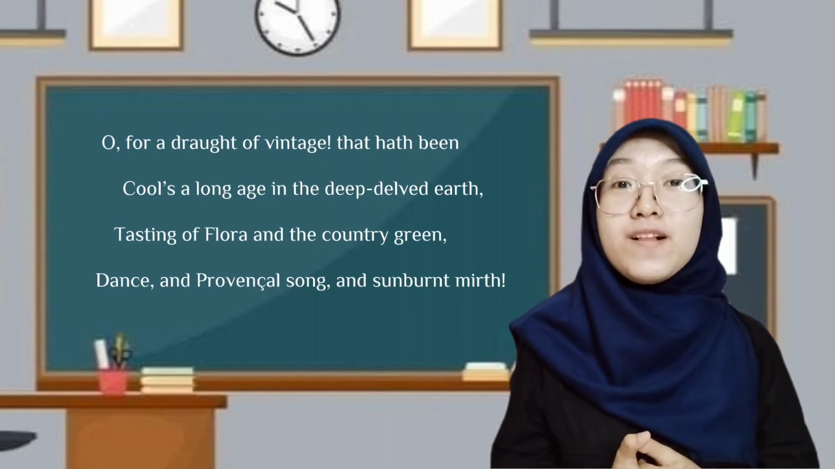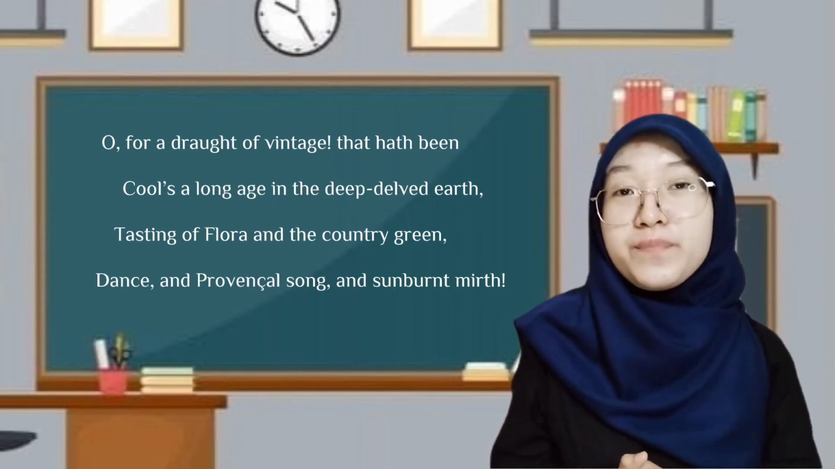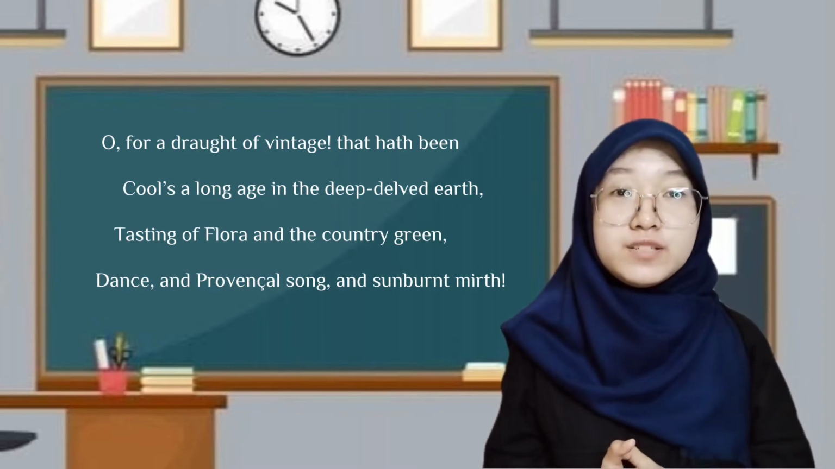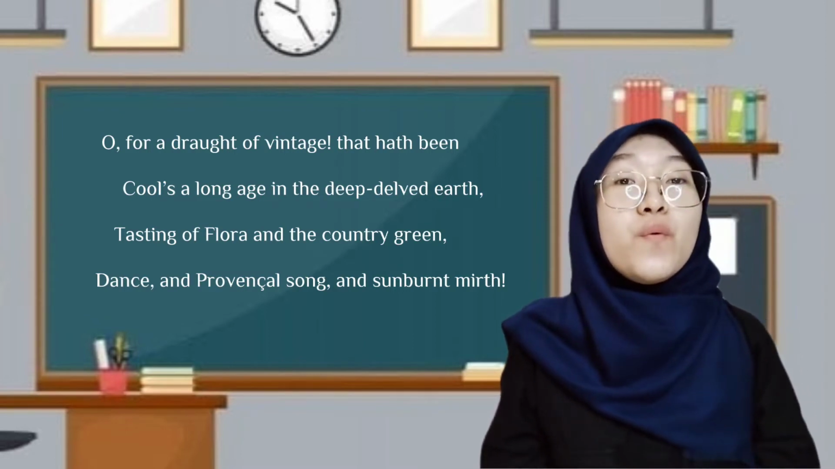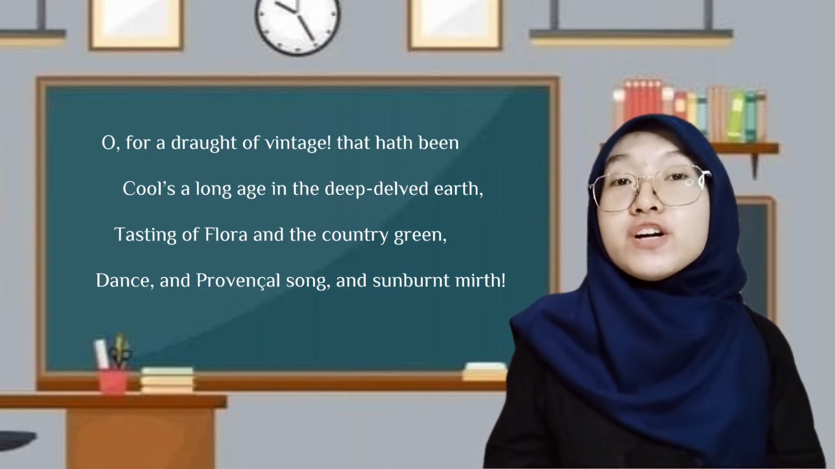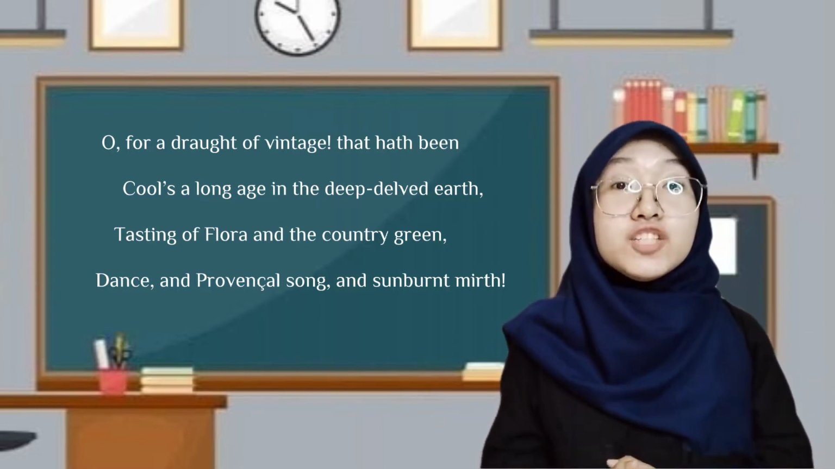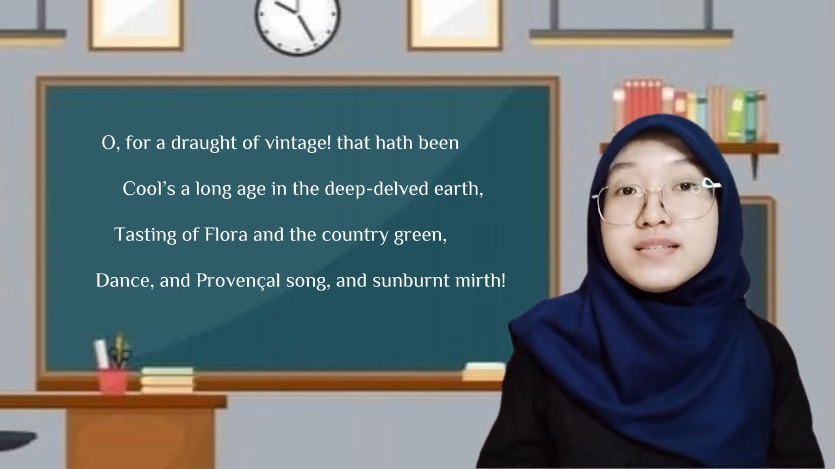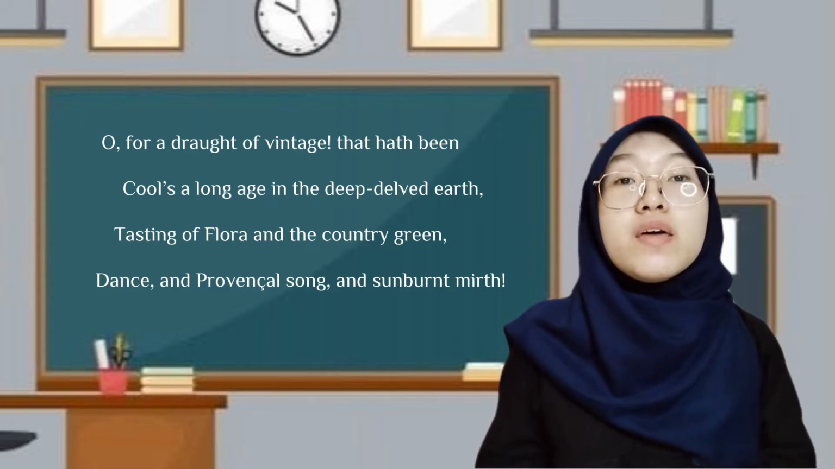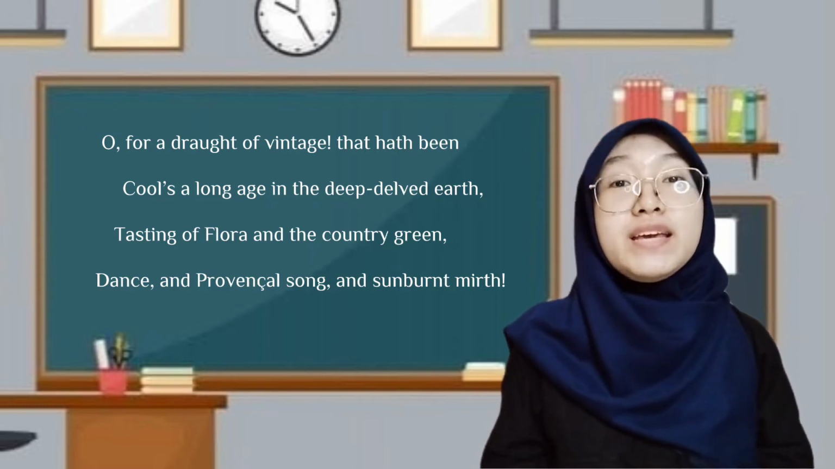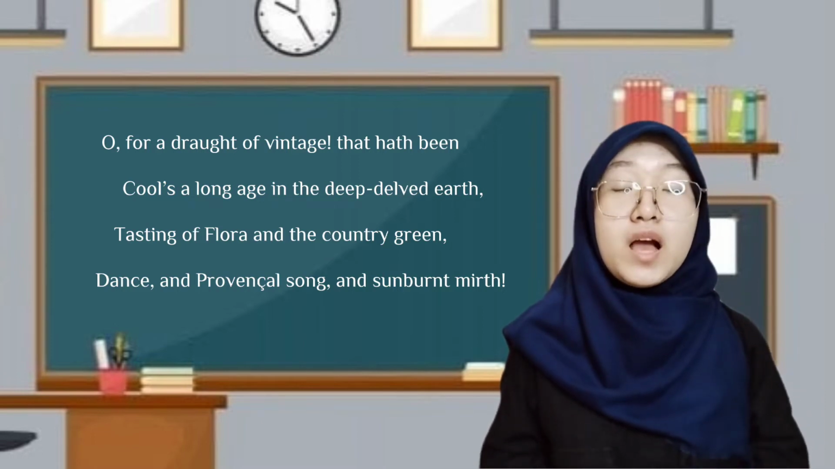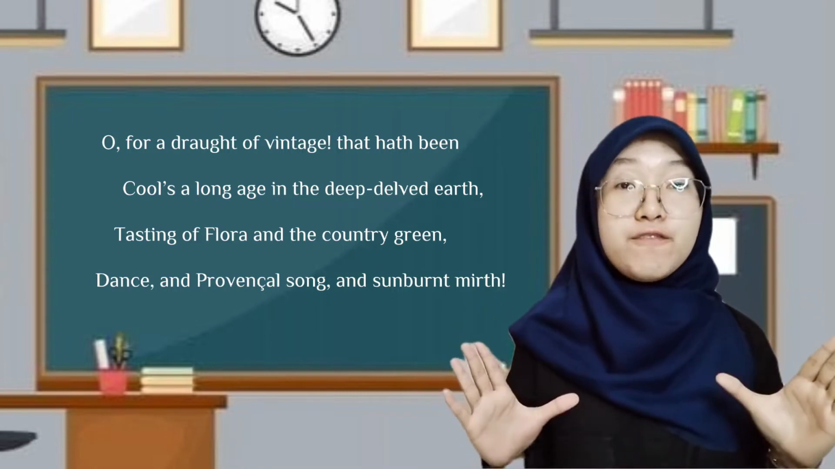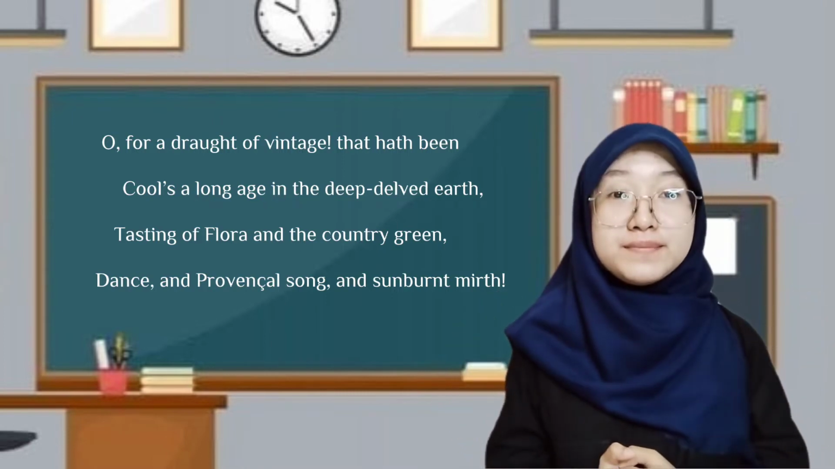Here is an example of this figurative language. The speaker refers to a draught or drink of vintage. In this line, the word vintage refers to wine, but it also speaks to its age. The use of this phrase is less common today than it might have been when Keats was writing. It would still be considered part of a more elevated way of speaking.